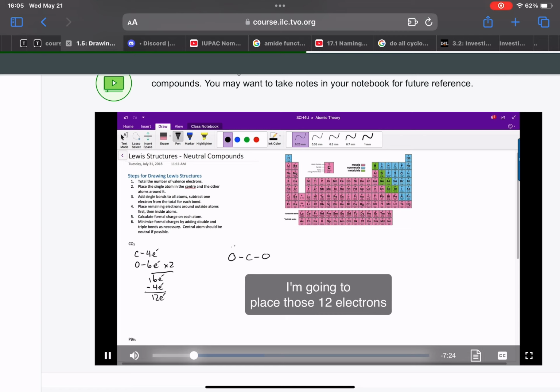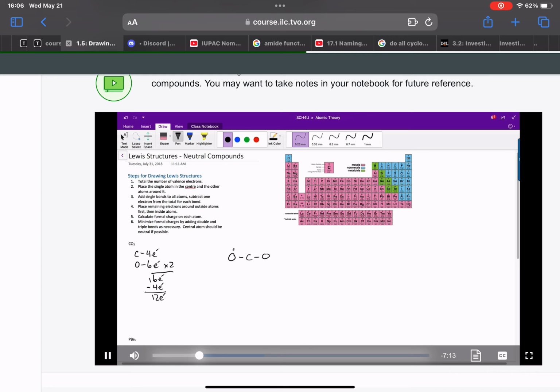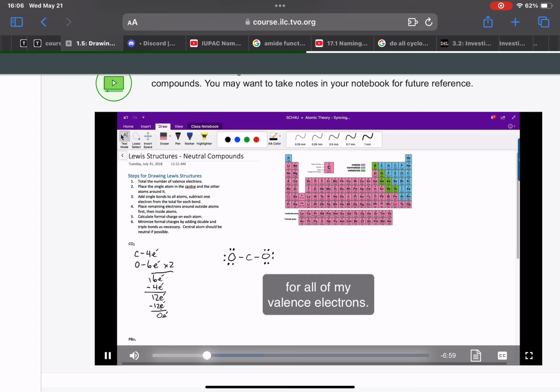I'm going to place those 12 electrons first around the outer atoms, filling up their valence shell. Since oxygen already has 2 electrons accounted for from this bond, that means there are 6 more electrons that I can place around the oxygen. And similarly on this oxygen, I can do the same. I've now accounted for all of my valence electrons.